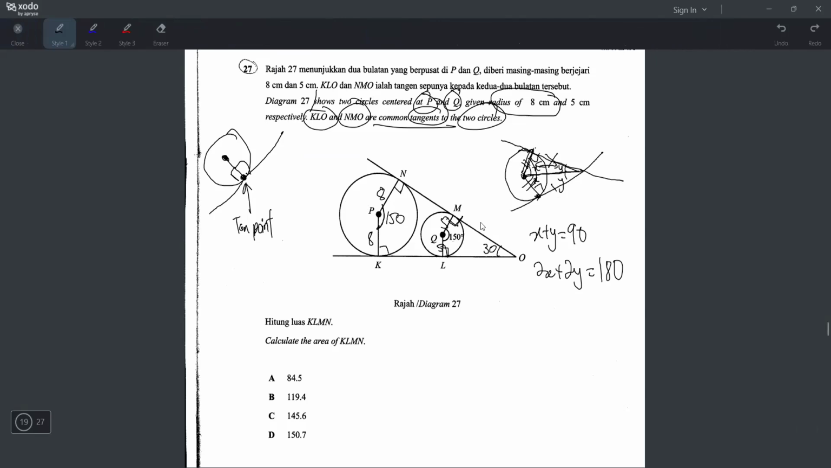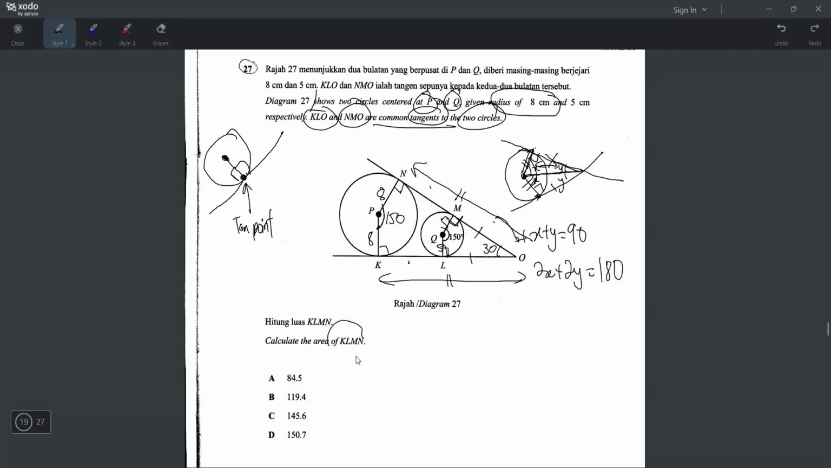Okay, what else can I find? 150, 150, 30. I think that's all right. The length here, I don't know. Here also, I don't know. But I know this one must be the same length. Yeah, they will be the same length, because of this. And also the length from here to here, and the length from here to here will be the same also. Okay, because it's like a common tangent.